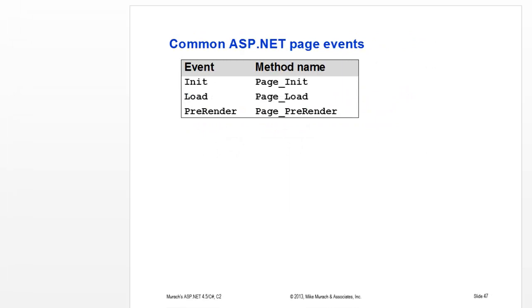These are common page events: init, load, and pre-render. Init is called when the page is requested from the server. This event is raised before the view state of the page controls has been restored. So if there's anything you need to do before the view state has been restored, then you would do it in the init event. Load is when the page is requested from the server and after all the controls have been initialized and the view state has been restored. This is the event you typically use to perform initialization operations.